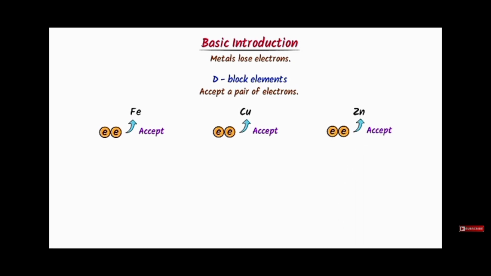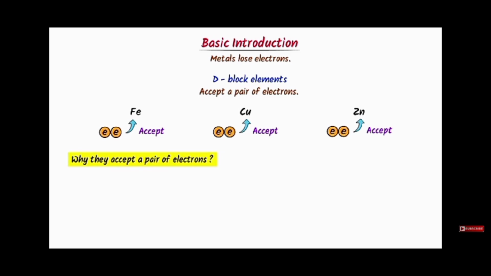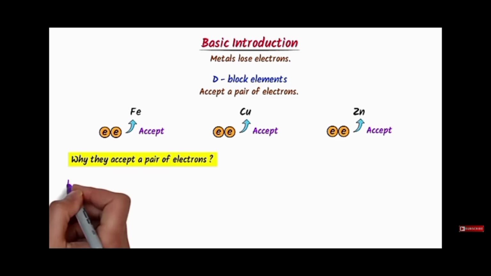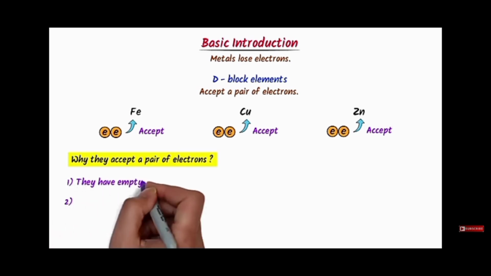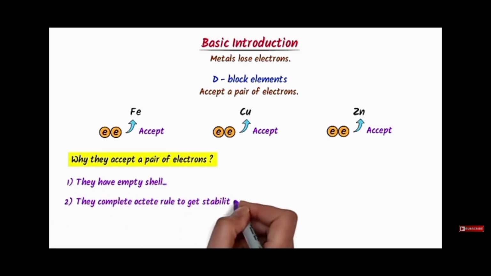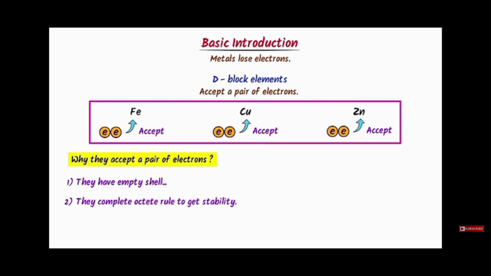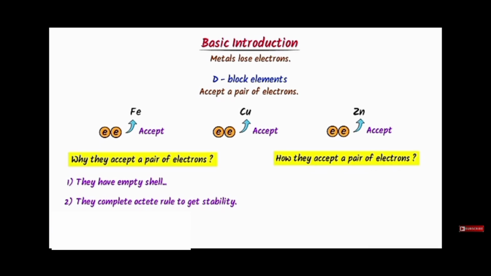Here, if you ask me why these metals love to accept a pair of electrons, I would say it is due to two reasons. Firstly, these metals have empty shells. Secondly, they complete their octet to get stability. That's why they love to accept a pair of electrons. So these metals accept a pair of electrons. Now let me teach you how metals accept a pair of electrons.